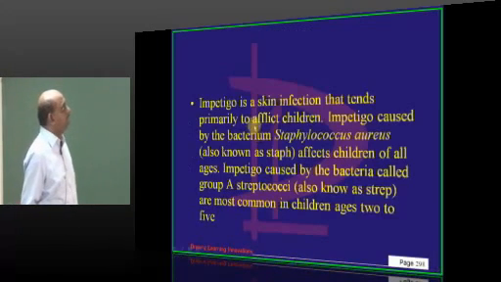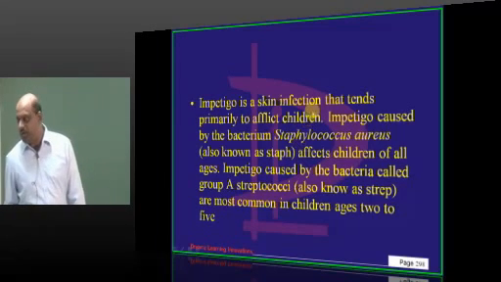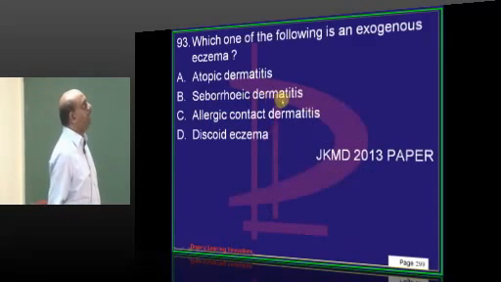Multiple bullae, some are vesicles, some are pustules. What is the description? It is impetigo. Impetigo classically is due to Staphylococcus aureus, is what you need to ultimately remember.